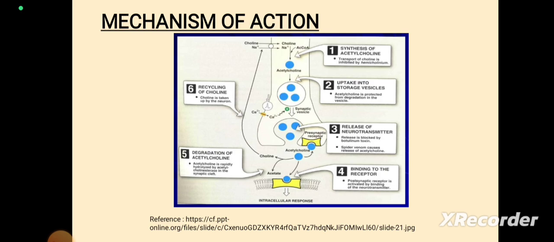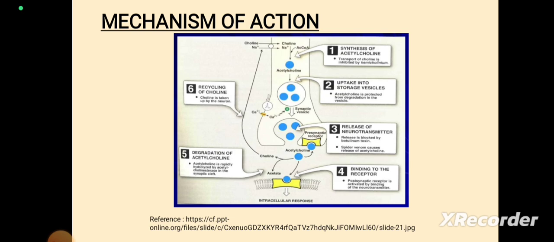Second is uptake into storage vesicles. Acetylcholine is protected from degradation in the vesicle. It is kept in the vesicle so that it cannot be degraded. The third step is release of neurotransmitter. Release is blocked by botulinum toxin. Spider venom causes release of acetylcholine. So here spider venom can be called a catalyst which releases the acetylcholine.